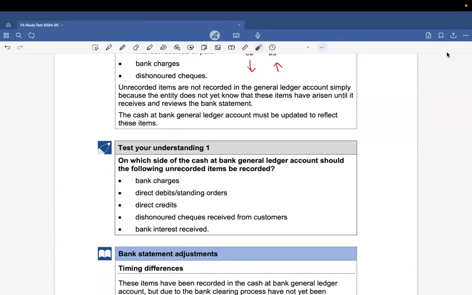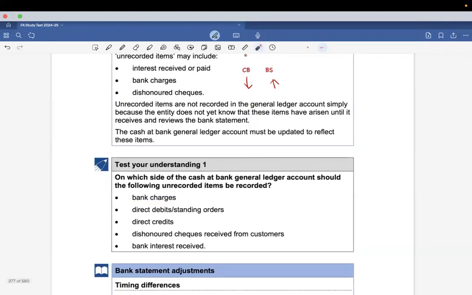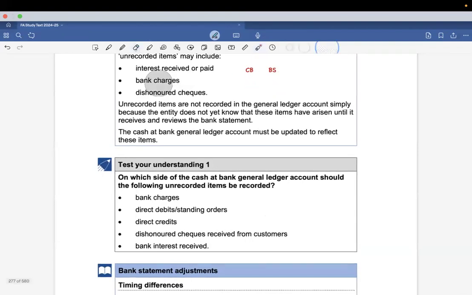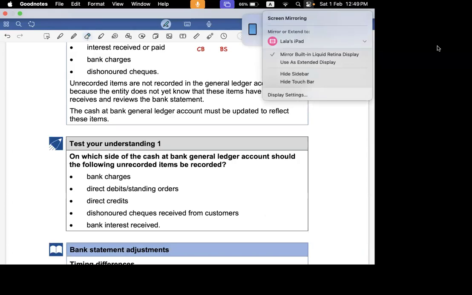They have given you several items. You see here. Okay, so the first item is bank charges. You mean on bank, right? Bank charges debit on bank account?